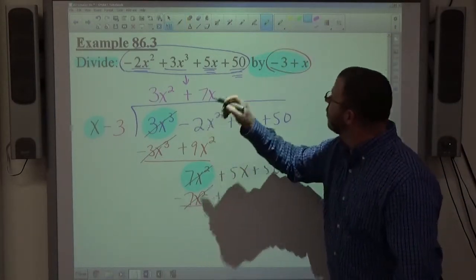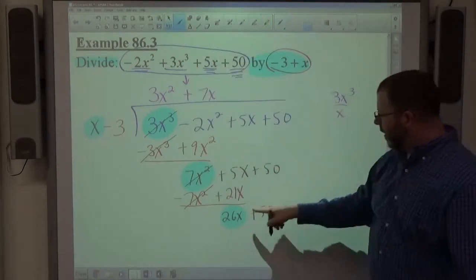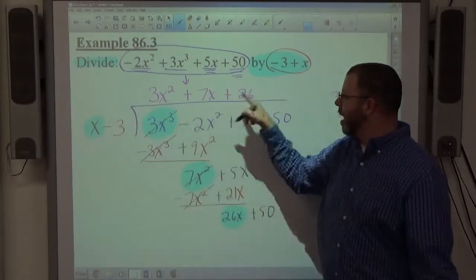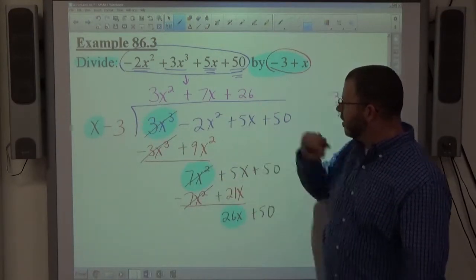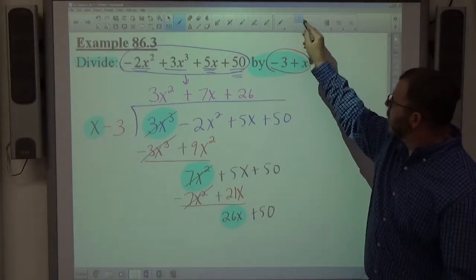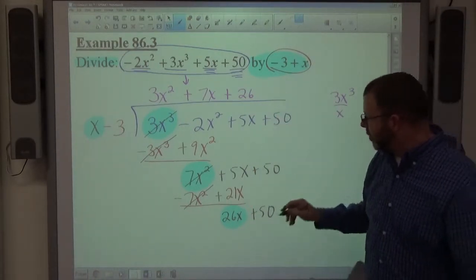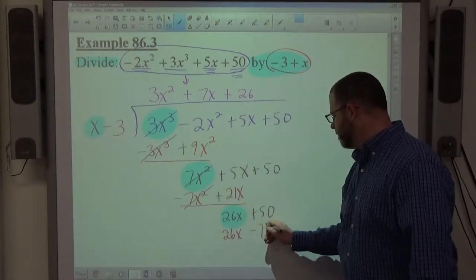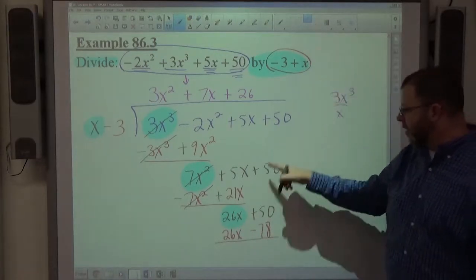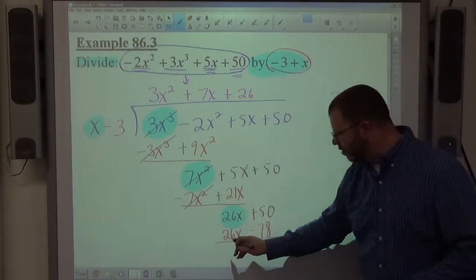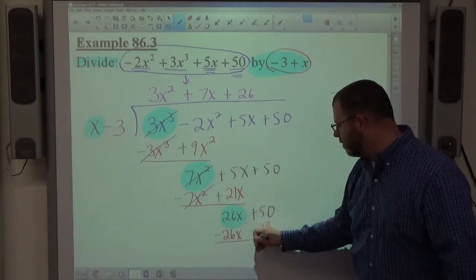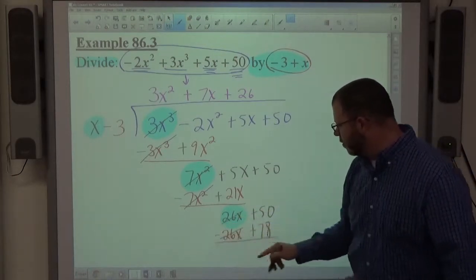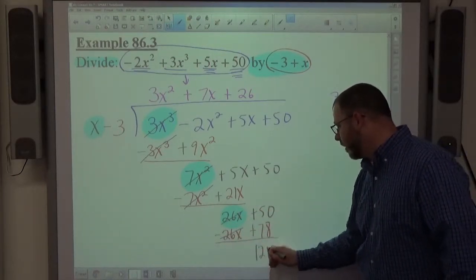Divide first object by first object. 26x divided by x is going to be plus 26. Positive divided by positive makes a positive. The 26x divided by x, the x's cancel, leaving just the 26. I then multiply 26 times x minus 3. That gives me 26x minus 78. Again, that's the product. I'm supposed to subtract the product. Subtraction is changing signs. 26x becomes negative. 78 becomes positive. 26x minus 26x cancels. 50 plus 78, both positive, by adding, is 128.